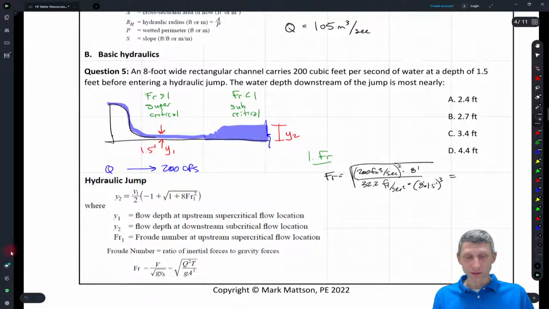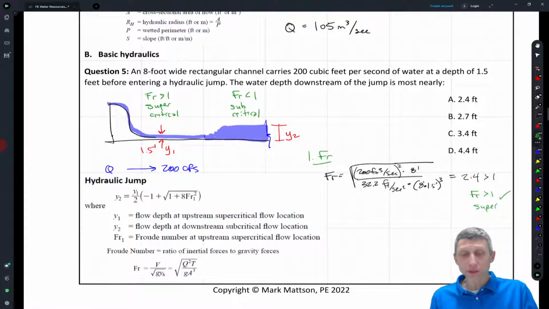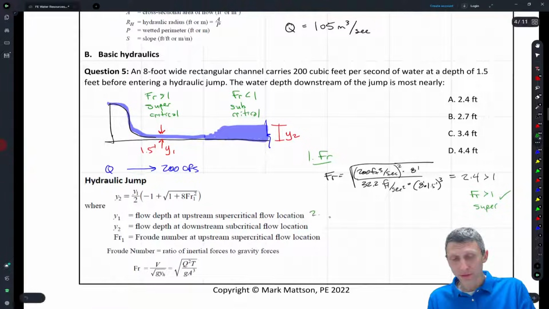So you know, you have to look at the formula, but you have to write the formula correctly. And I got a value of about 2.4, which again is greater than 1, which means the Froude number is greater than 1, and that's supercritical. So that checks, right? Once we have that, all that we need to do now is find our Y2 depth.